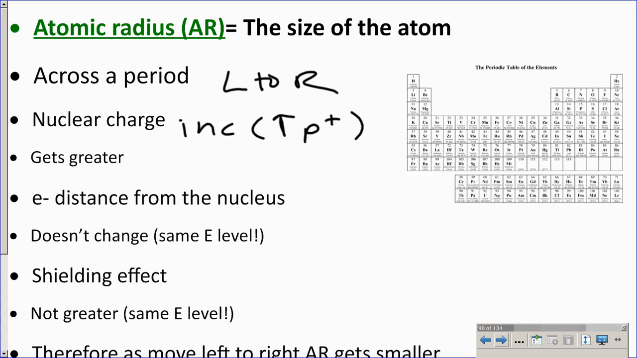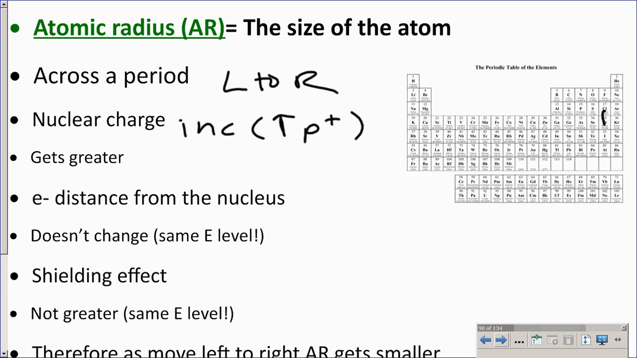That is the only thing affecting the radius from left to right or right to left, whichever way you're speaking of. Nothing else changes. The electron distance from the nucleus is not changing because they're in the same energy level. That's why we ignore that feature, the shielding effect. There's no extra shielding effect from left to right. We're only considering the effective nuclear charge, which causes the radius to increase or decrease.